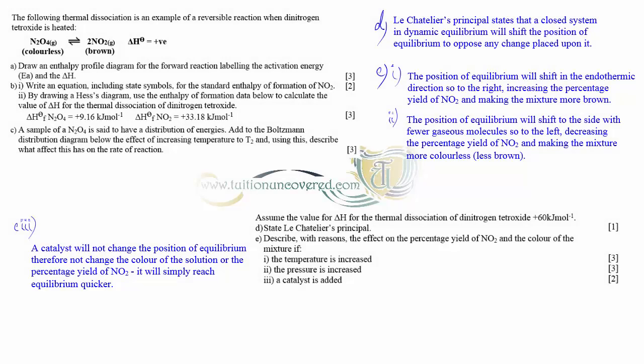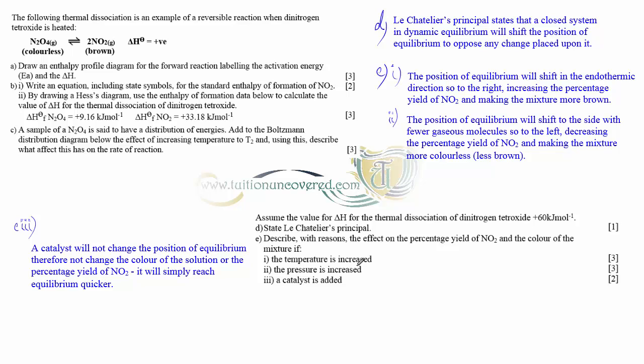Stating Le Chatelier's principle, that a closed system in dynamic equilibrium will shift the position of equilibrium to oppose any change placed upon it. E part 1, the position of equilibrium will shift in the endothermic direction to the right, so we're referring to the idea that if the temperature is increased, it shifts in the endothermic direction, in this case, to the right towards the products, increasing the yield of NO2, because it's brown colored, the mixture becomes more brown.